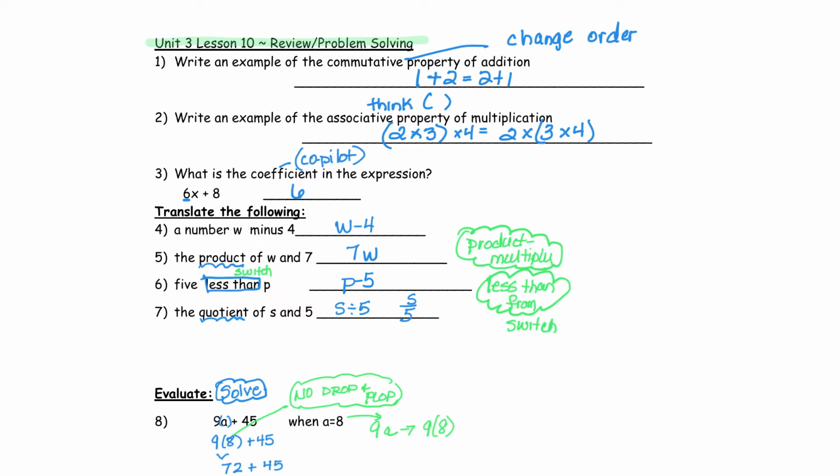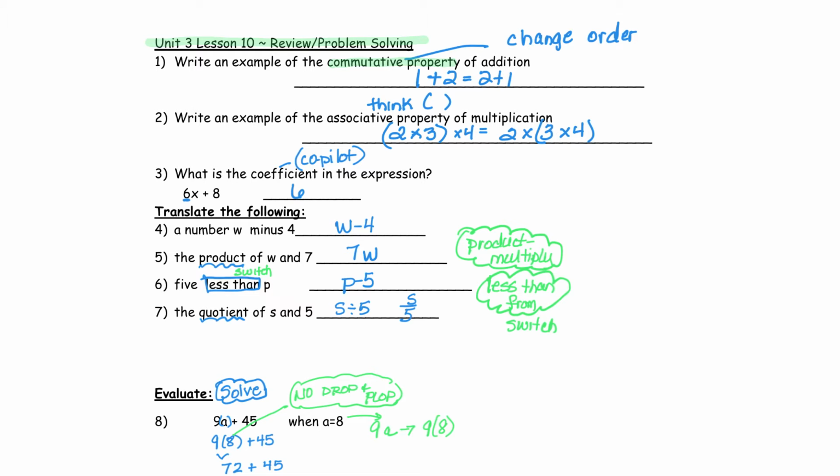Number 1 was write an example of the commutative property of addition. Remember, the commutative property is a property where you have to change order. So 1 plus 2 equals 2 plus 1 is a great opportunity to reflect the commutative property of addition. CO, change order.